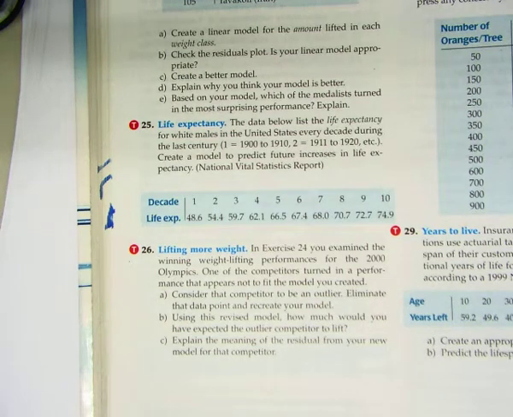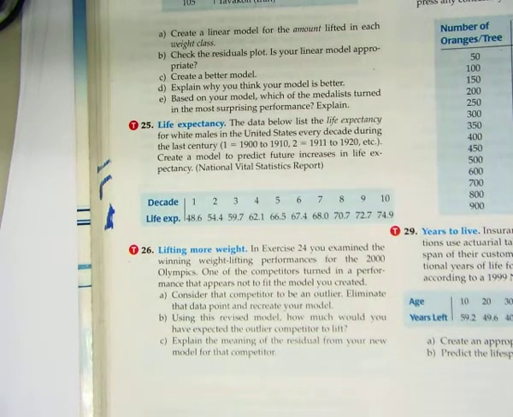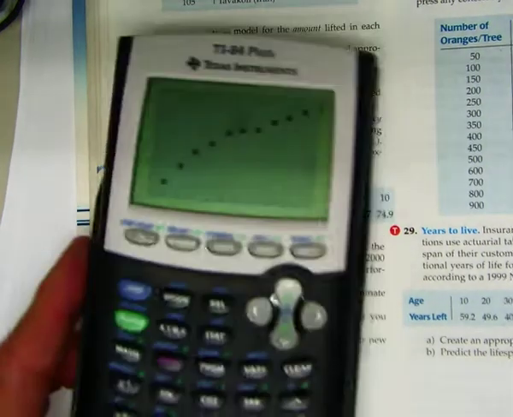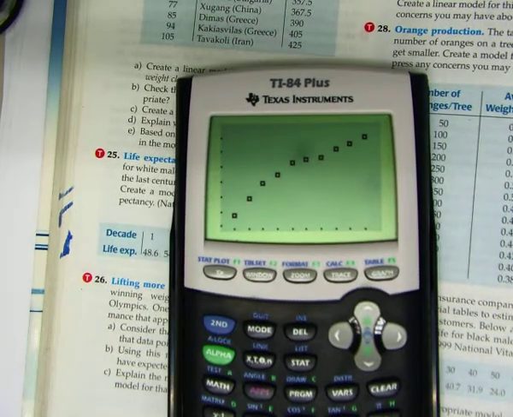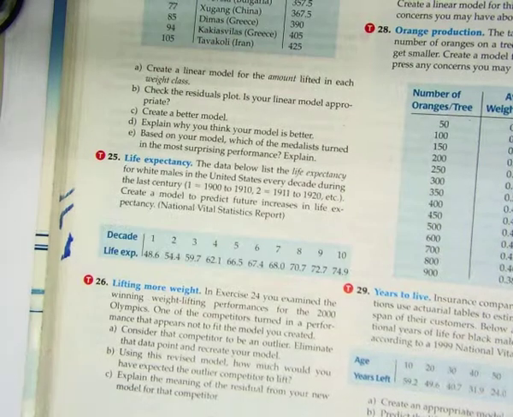Alright, so in this life expectancy by decade problem, problem 25, if we look at the graph of this, we wind up with this guy right here. So I could try to bend that up. Let me see what happens if I try to bend that up.